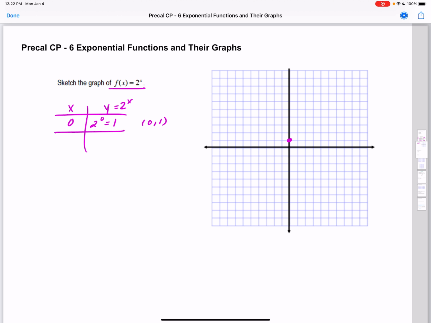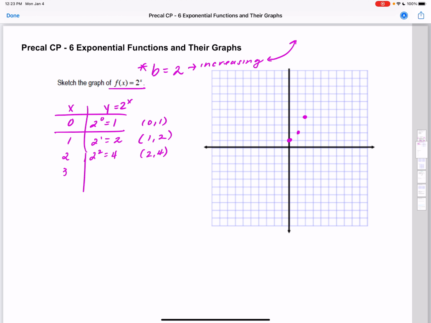And then let's see, what's our base? Our base is 2. So what that means is that it's a whole number, so it's going to be an increasing function. That means it's going to be going up from left to right. Let's say, what if x was 1? This would be 2 to the first power, so that would be 2. So the point 1, 2. What if it was 2? That would be 2 to the second, so that'd be 4. So the point 2, 4.